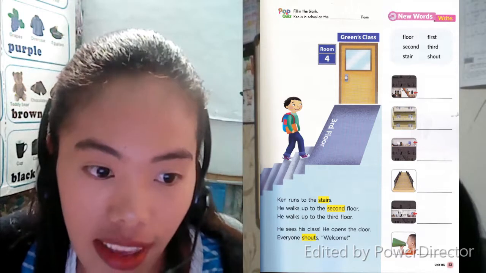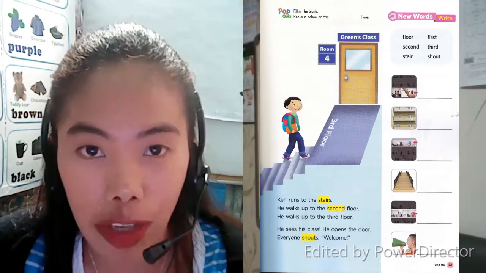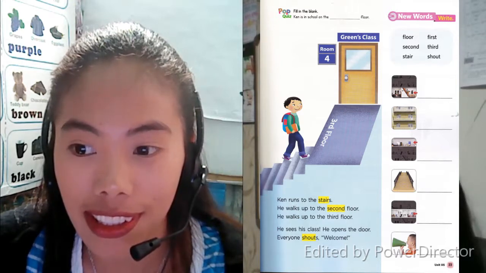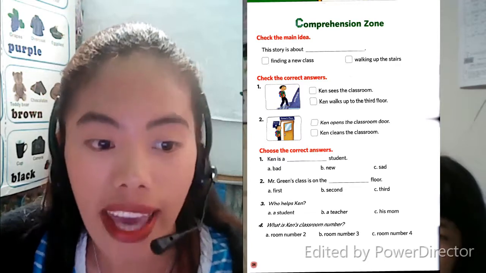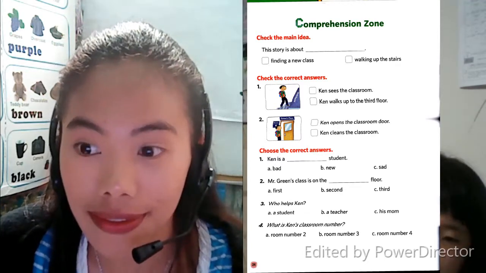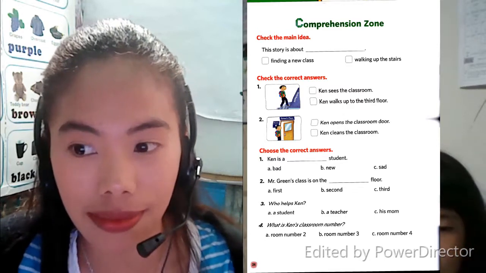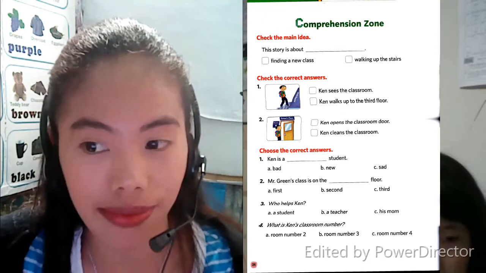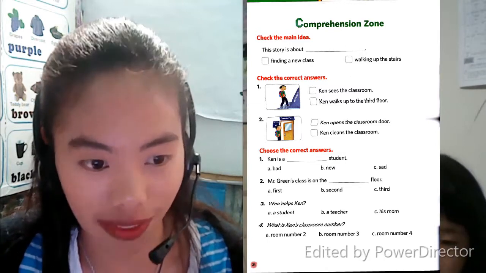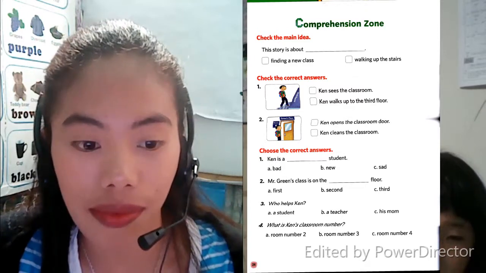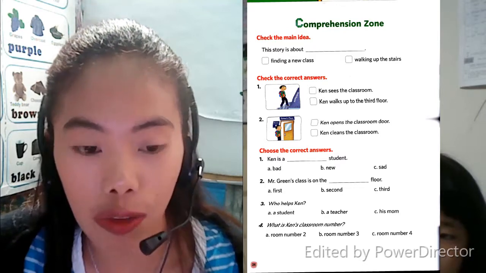Okay. Can you read the passage below? Or do you want me to read it and then you follow? Okay, I'll read it and then you follow, okay, Jasmine? All right. Ken runs to the stairs. Follow after me. Ken runs to the stairs. Good. He walks up to the second floor. He walks up to the third floor. Third floor.